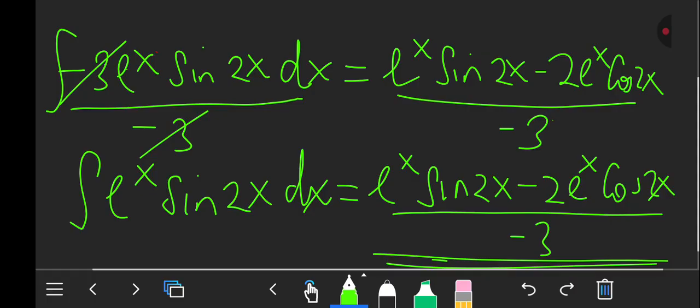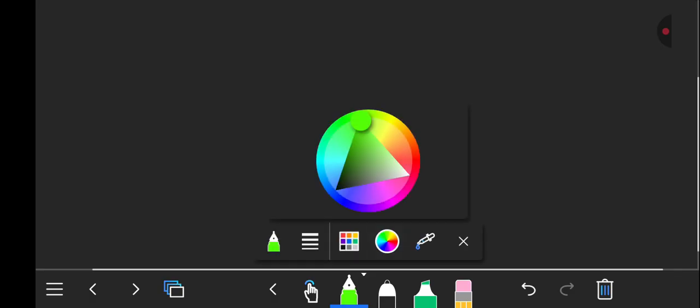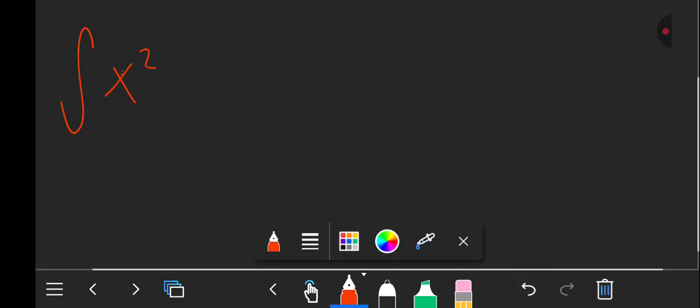We've integrated. Let's look at another question. Let's say you've been given to integrate x square, then e to the power negative x with respect to x.